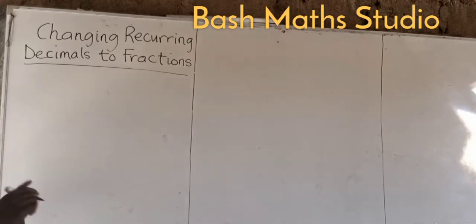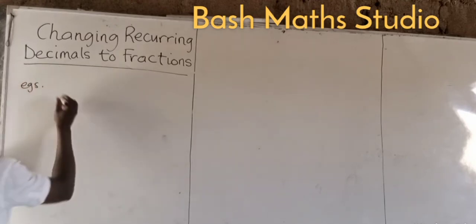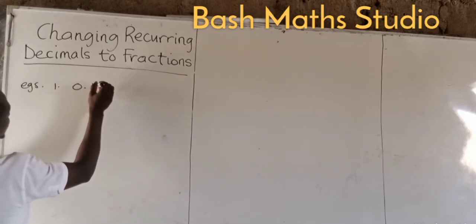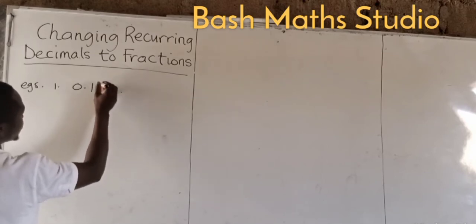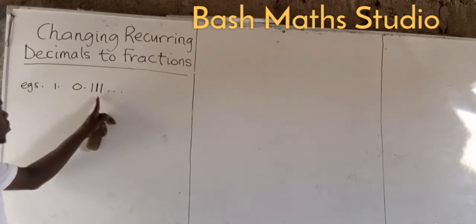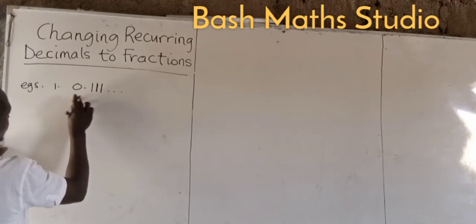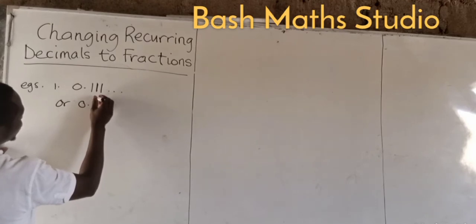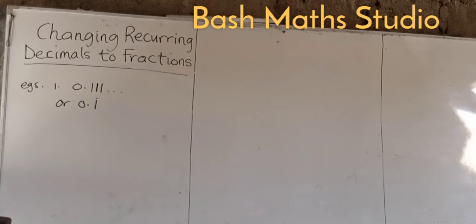So an example of a recurrent decimal: if you have example 1, you can say 0.111, and 1 is repeating. So you will say that 1 is recurring. This can also be written as 0.1 with a dot on it or a bar on it, just any indication that 1 is recurring.